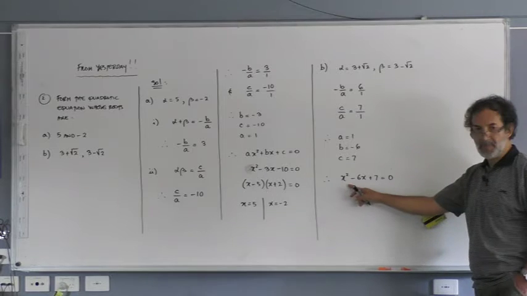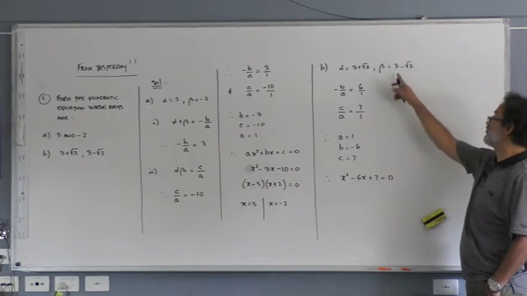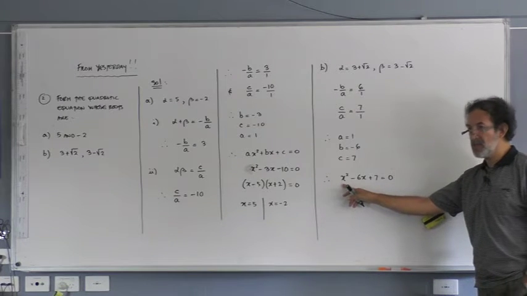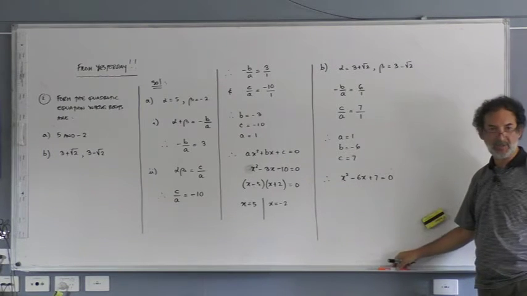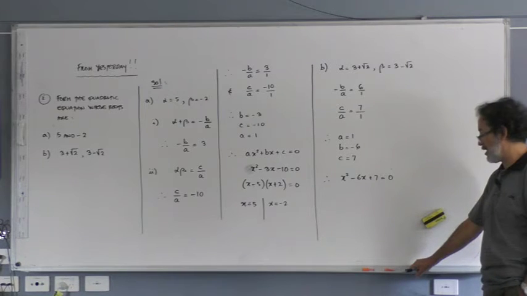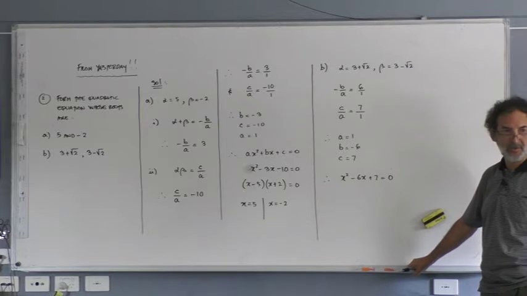Now, can you see that this time you cannot find them easily, because the roots are irrational. In this case there's no way that you're going to find two numbers that when you times them together equal 7, and when you add them together equal -6, in the same way as we did with the equation before.